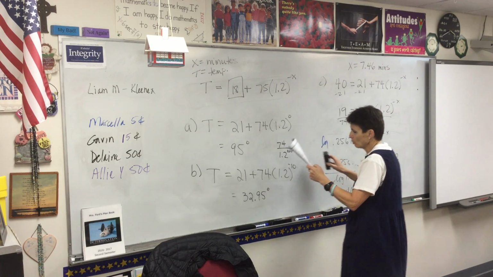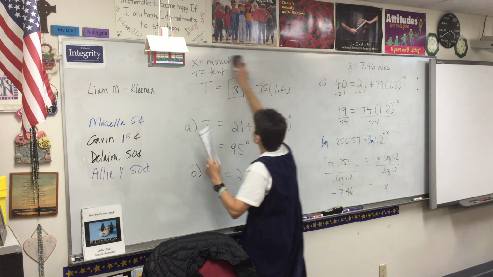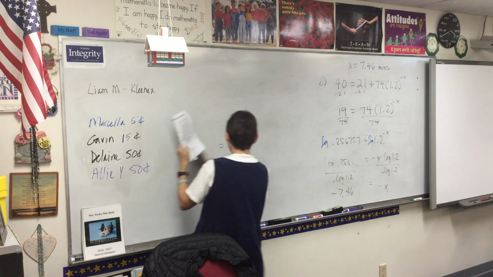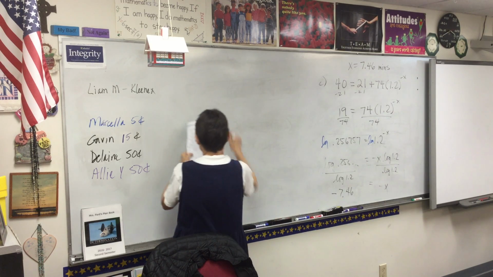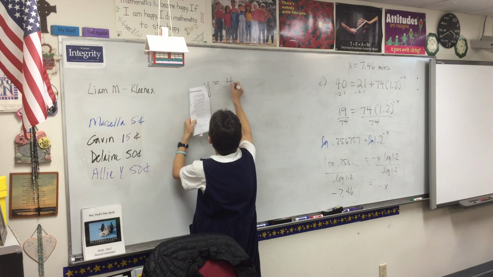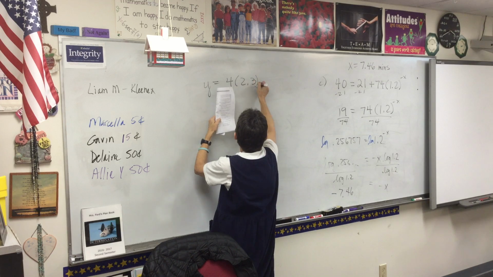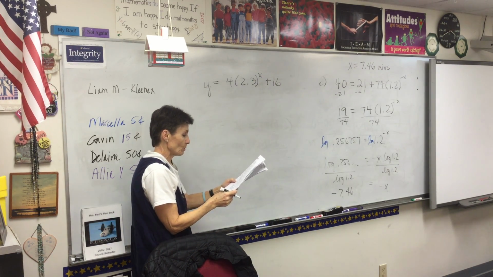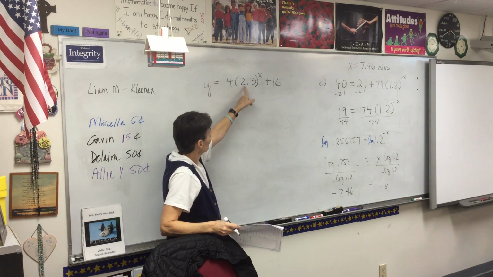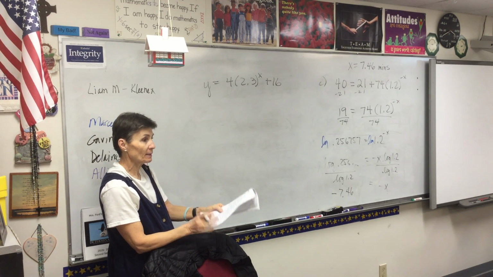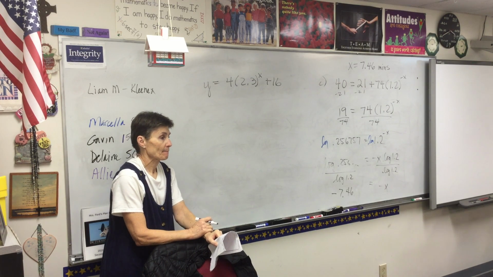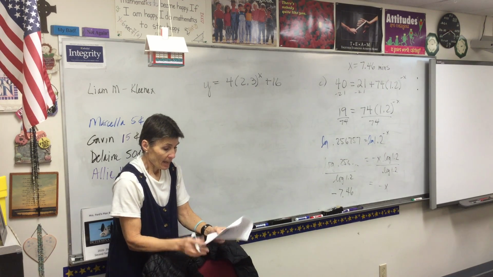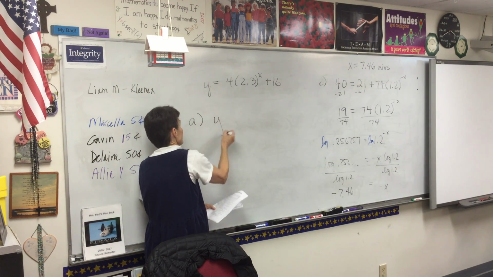An exponential equation is this. So this is not a word problem. This is just the math. 4 times 2.3x plus 16. Now I went ahead and wrote it without the times sign. I put the parentheses in there. Does that confuse anybody? A, write the equation of the horizontal asymptote.